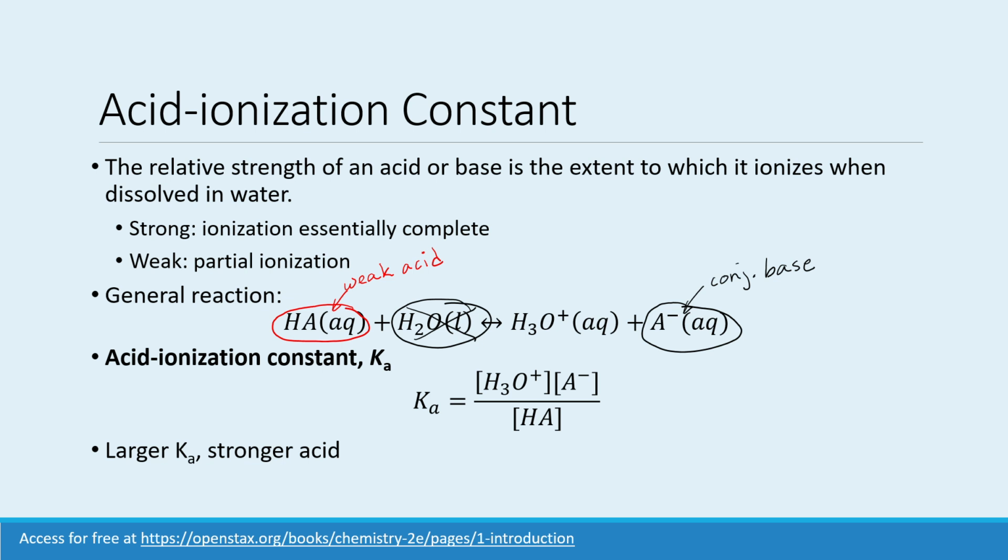weak acid concentration. Now, the larger the Ka value, the stronger the acid, because we said that strong acids will completely ionize. And so the more ions that you have, the stronger that acid is. And so you notice that both of your ions are in the numerator of the fraction. And so the larger your Ka value, the larger amount you have of ions.